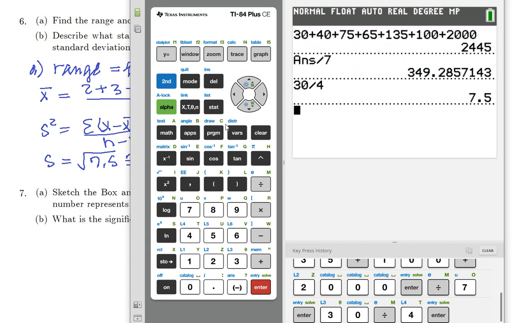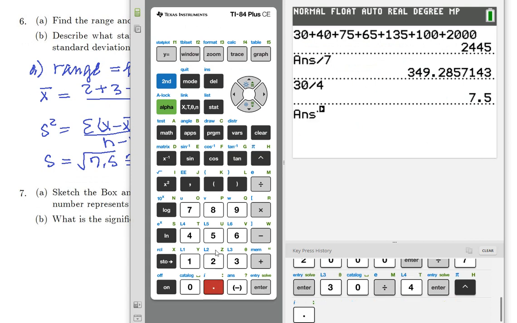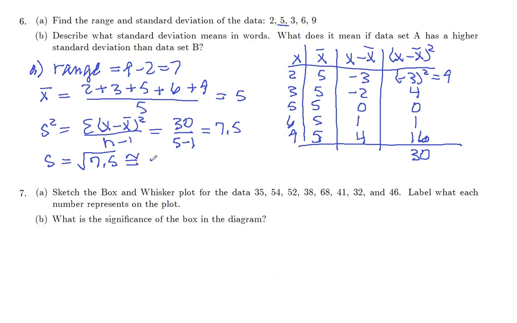So let's go ahead and do a caret 0.5 power. So about 2.74. Because square root's the same as 1/2 power. So there's our standard deviation. And we can also do these. Let's see here. Find range and standard deviation.